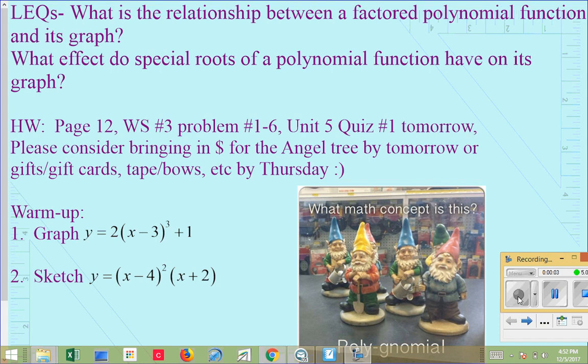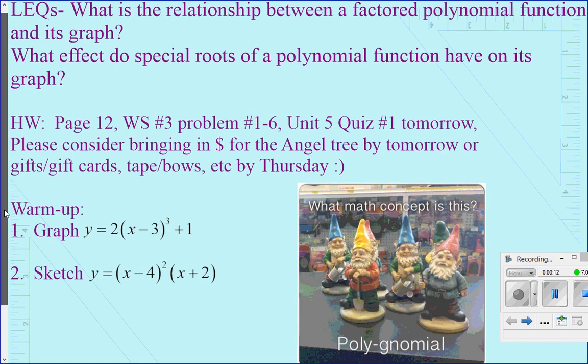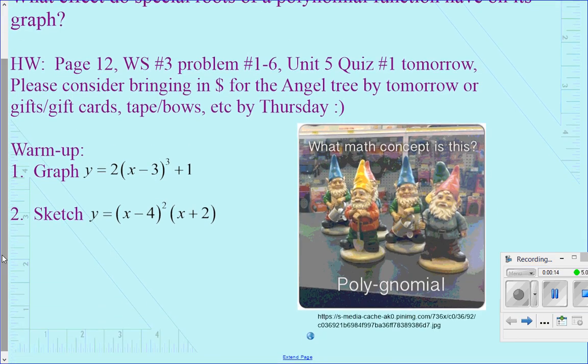This is day 5 from Unit 5. We started today with a warm-up, so you can pause your video, try the warm-up, and then play to check your answers. So we started with graphing.